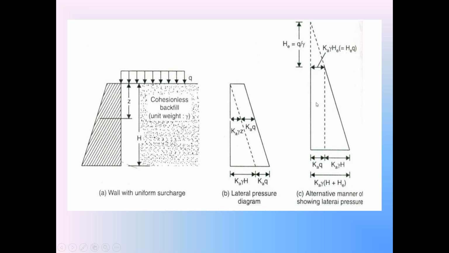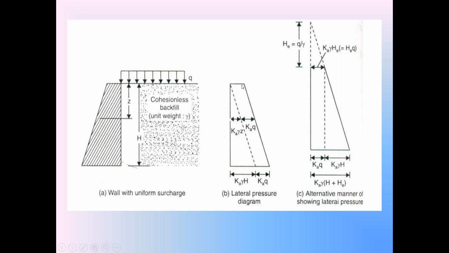In the next diagram, I converted this top earth pressure magnitude. What is this top earth pressure magnitude? Ka into Q. At the top, the earth pressure magnitude is Ka into Q. I converted this top earth pressure magnitude into equivalent height of the backfill. Consider this height of the backfill. Height of the backfill is He.